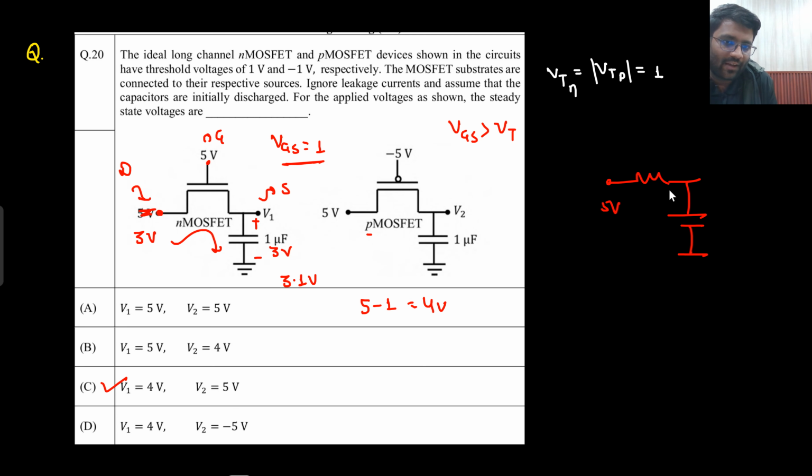Okay, here I have applied 5 volt. This is RC. What is the maximum voltage this capacitor can get? 5 volt. The charging source is 5 volt only, no? So how can it get more than 5 volt, right? So a similar scenario is there.